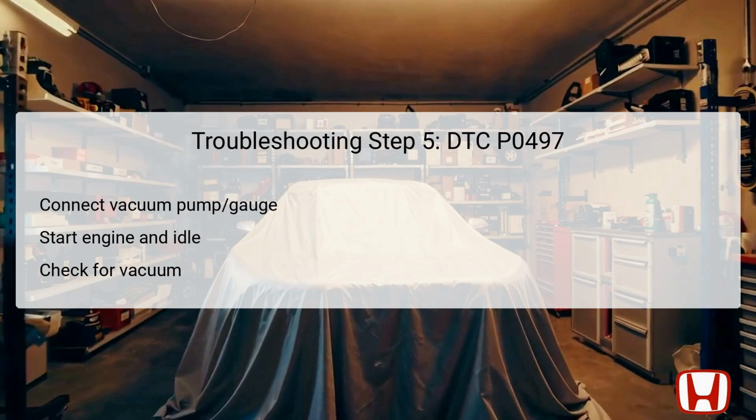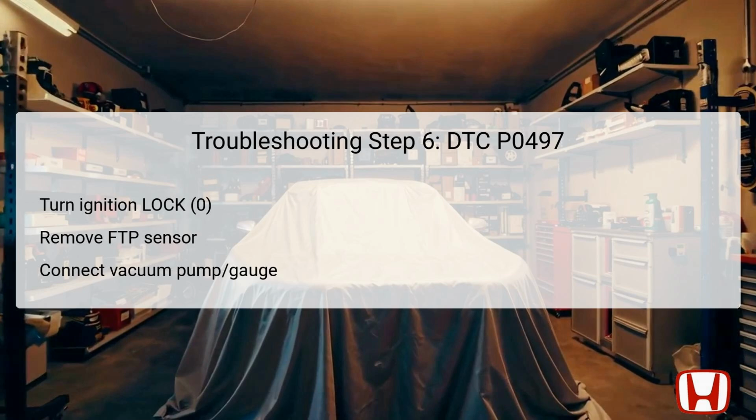A consistent vacuum reading would indicate that the purge line on the engine side is functioning correctly, allowing for normal operation of the EVAP system. If no vacuum is present, this suggests the presence of a blockage somewhere in the line between the EVAP canister purge valve and the intake manifold. Identifying and rectifying this blockage is crucial, and verification of the repair must follow to ensure successful resolution of the DTC. In the final step of troubleshooting DTC P0497, the focus turns to the FTP sensor performance check.